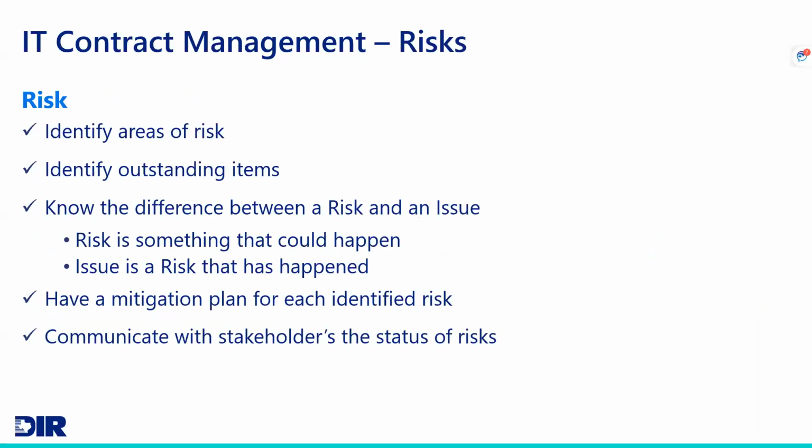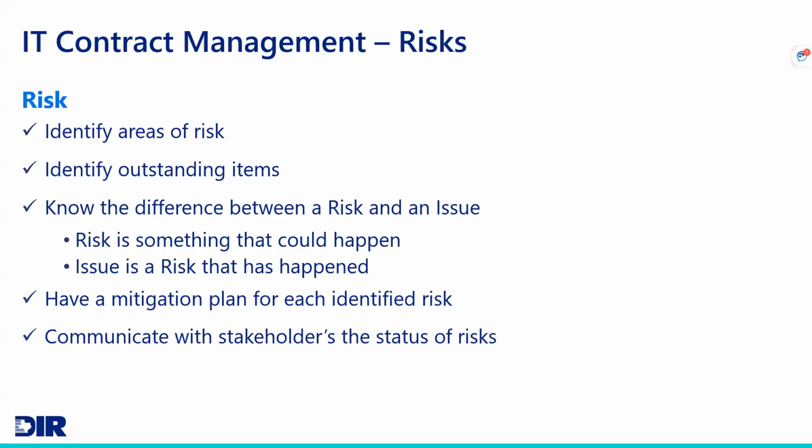Identifying risk areas. That's always part of procurement and contracts, making sure we identify those areas of risk. We're human beings. We can't possibly identify 100% of every risk that could go wrong, but we have to do our due diligence. And then identifying any outstanding items you may have missed. Part of that is just knowing the difference between a risk and an issue. A risk is something that could happen. An issue is a risk that has happened.